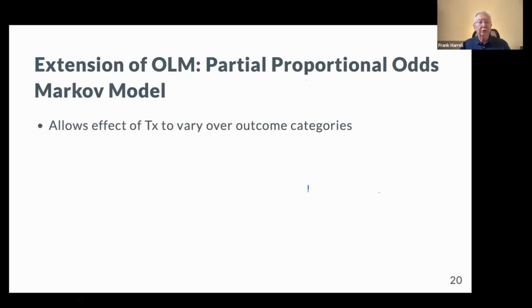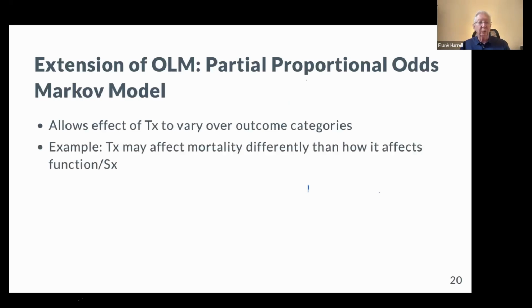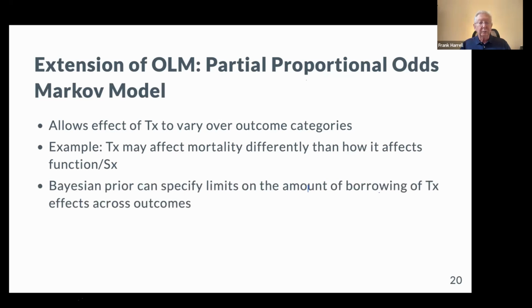You can extend this to allow the treatment effect to vary over outcome categories. And so the treatment could affect mortality differently than how it affects quality of life or function or symptoms. If you put a Bayesian prior on that, you can put limits on the amount of borrowing that the treatment effect estimate should be able to get as you go across categories.